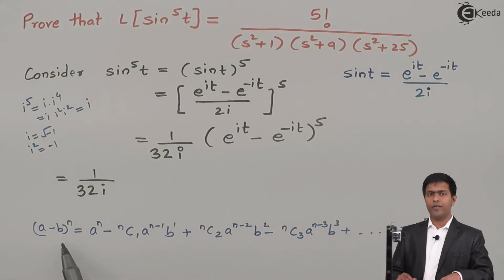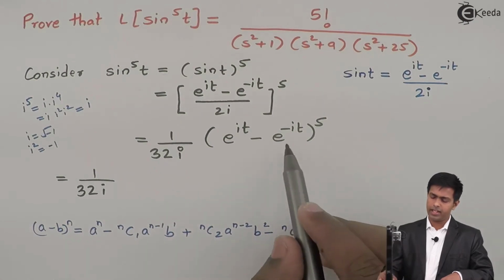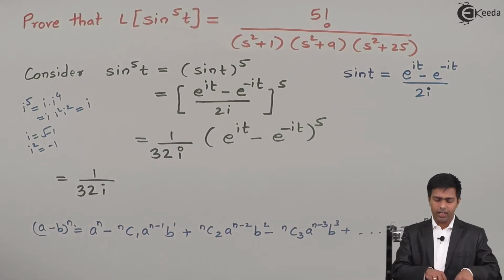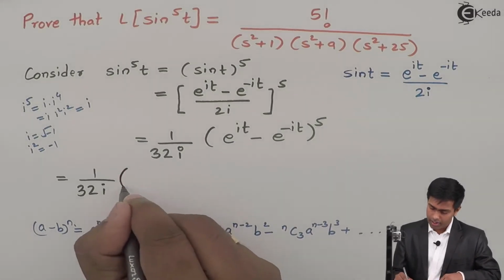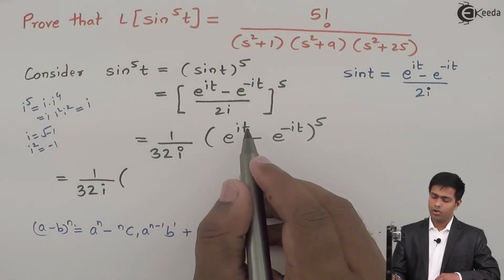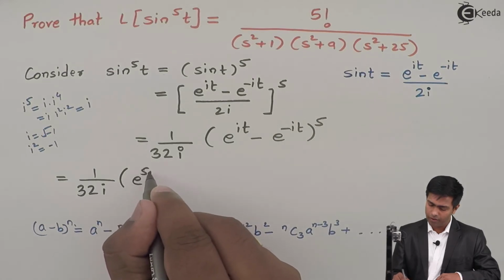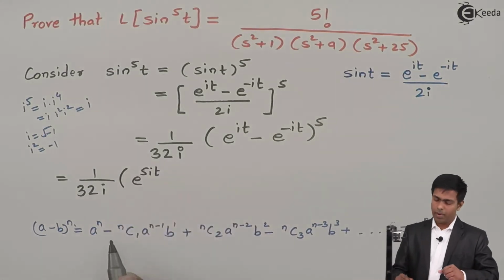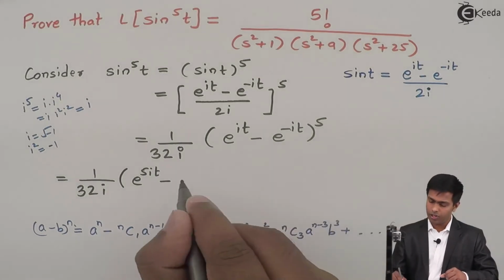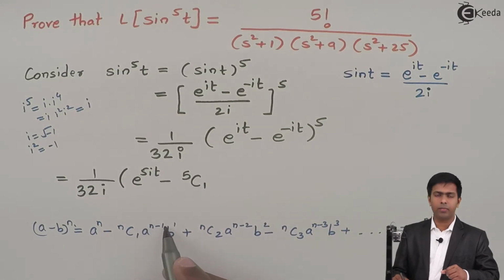So if you compare with the formula, the value of a is e raised to it and the value of b is e raised to minus it and n is 5. So let's start. So here in the bracket we'll get a raised to n, a is e raised to it, raised to 5 because n is 5, we'll get e raised to 5it minus nC1, the value of n is 5, so here we'll get 5C1, a raised to n minus 1.